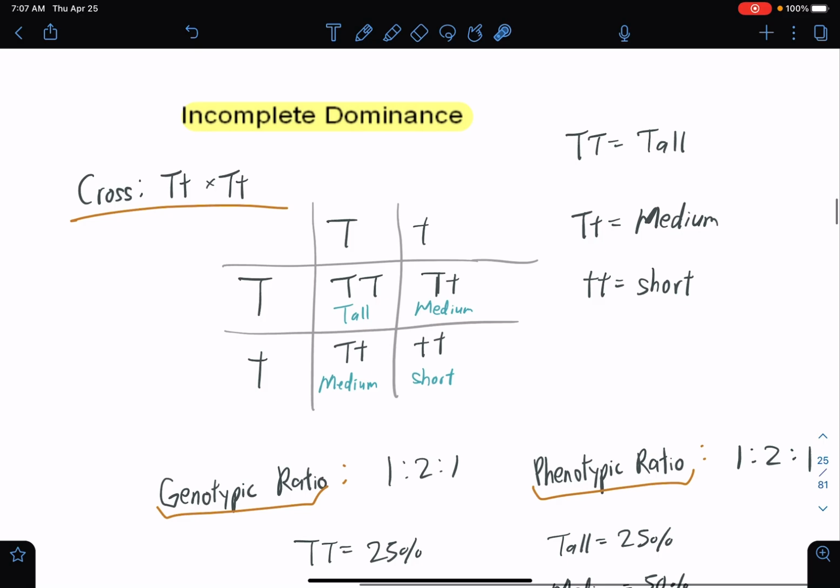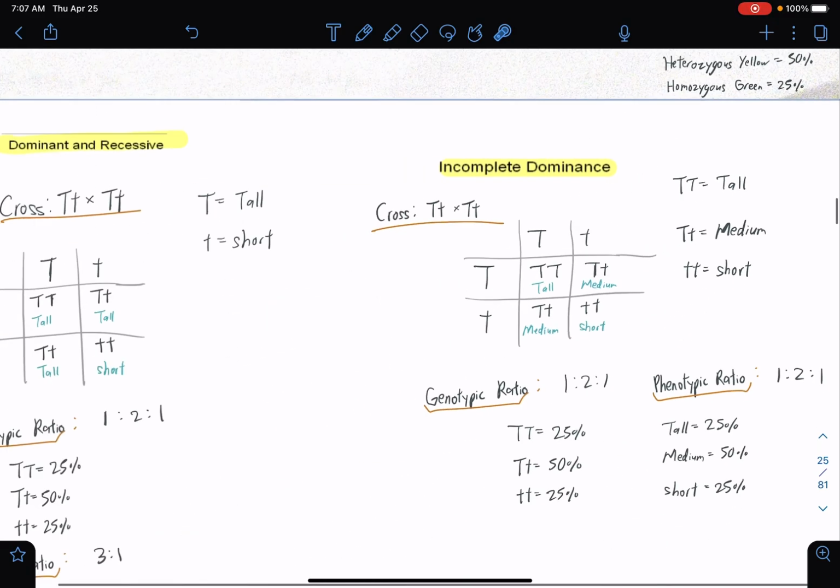Incomplete dominance. So provided that we have, yeah, technically we have the same thing.